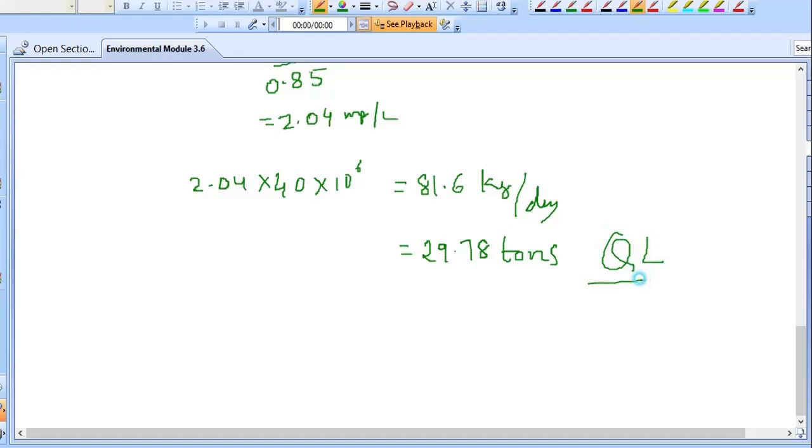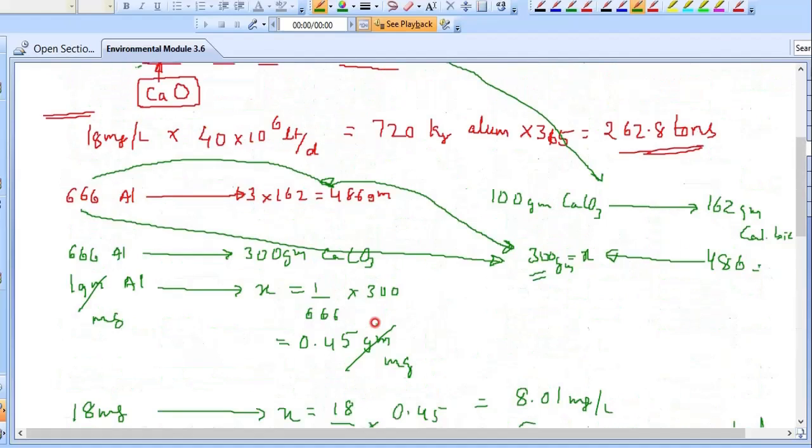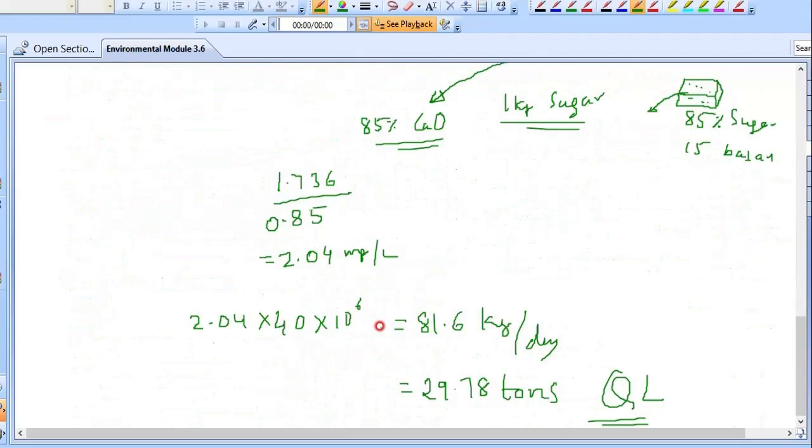quick lime required. Alum how much required? 262.8 ton. It's a very big project. This is 262.8 ton alum. Over, the problem solved.